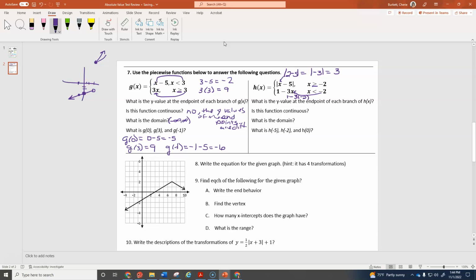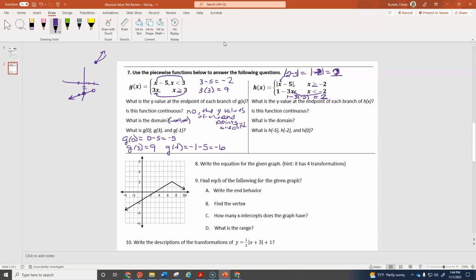So, I made a mistake. I should have plugged in negative 2. Negative 2 minus 5 should be negative 7. The absolute value of negative 7 is 7. I knew these were supposed to be continuous. Then this one, positive 6 plus 1, comes out to be 7. So I got 7 on each branch.